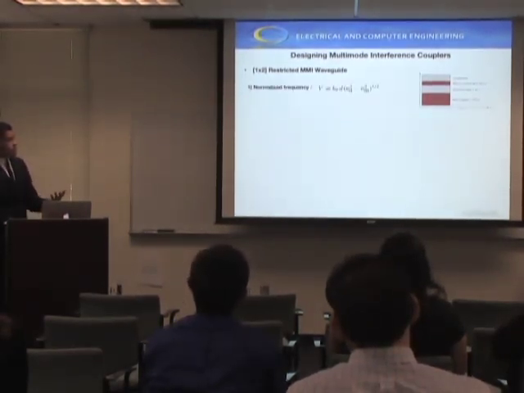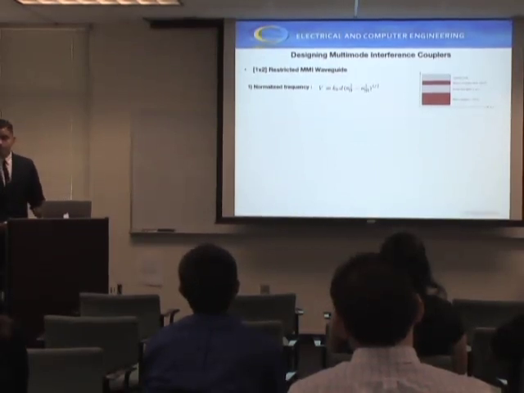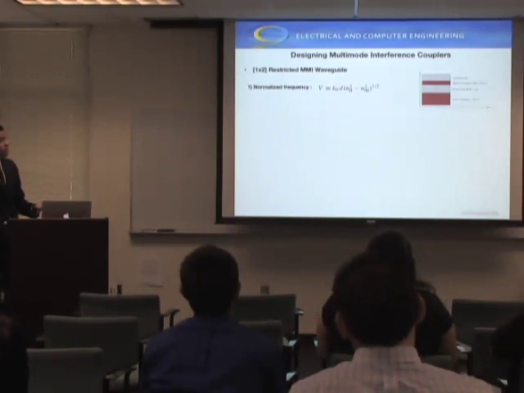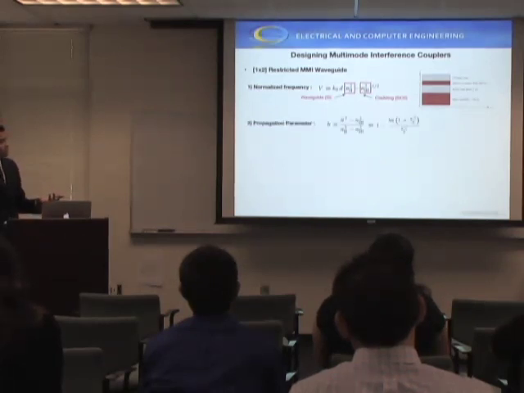So the first step is calculating the normalized frequency of the specific waveguide that I've been designing. This is dependent on our materials used. In this case, Si for the waveguide, and then SiO2 for the cladding.